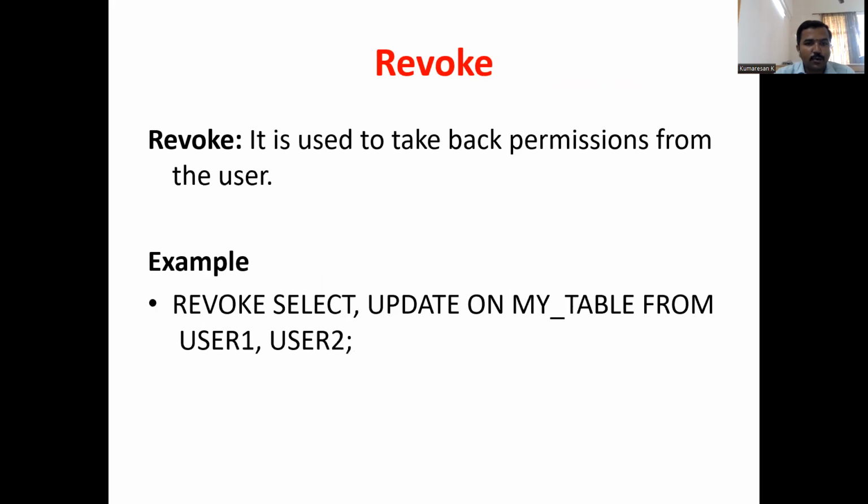And the next one is revoke. It is used to take back permission from the user. For example, revoke select, comma, update on my table from user1, comma, user2. So this is also revoke.